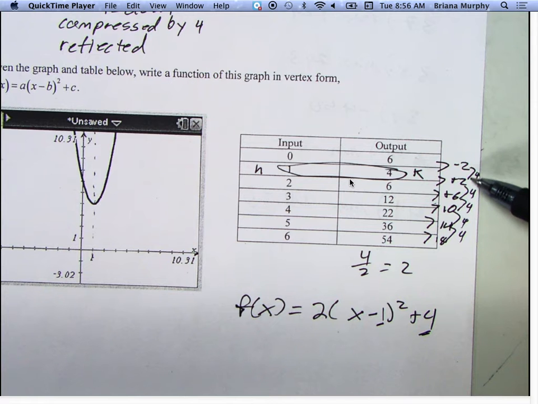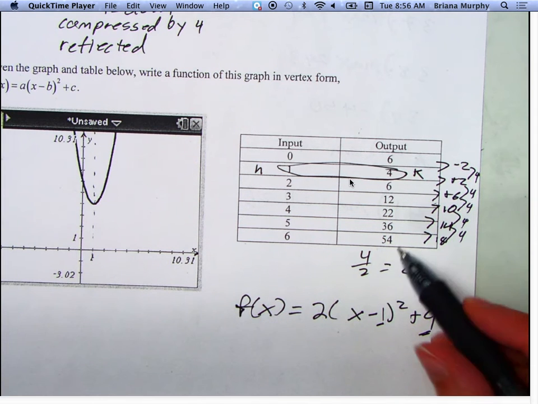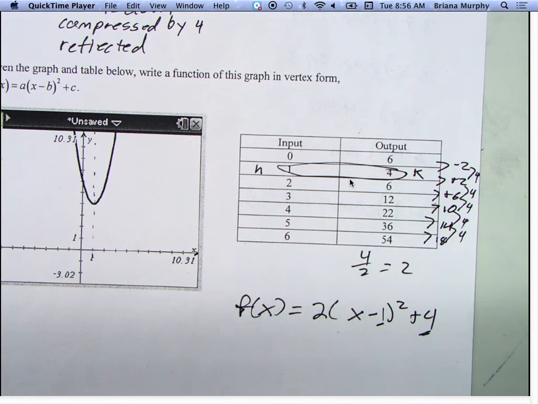So negative 2 to 2 is 4. 2 to 6 is 4. 6 to 10 is 4. 10 to 14 is 4. 14 to 18 is 4. These are all the same. Half my second difference is 2. So I put that in for A and I'm finished.